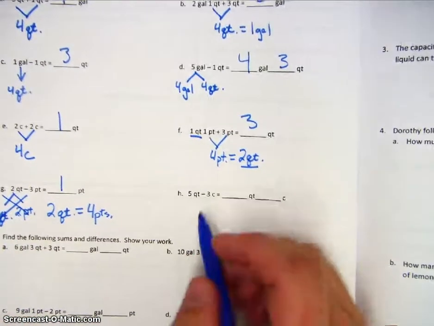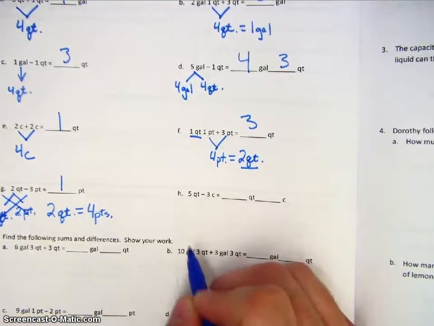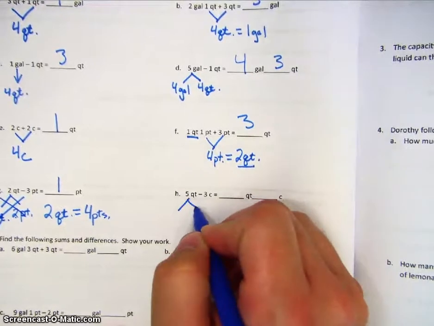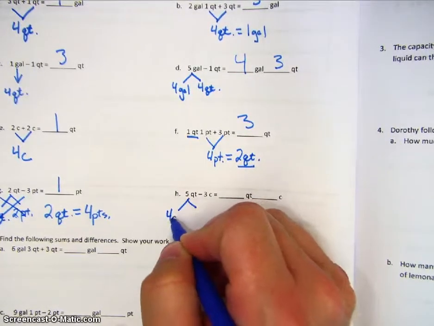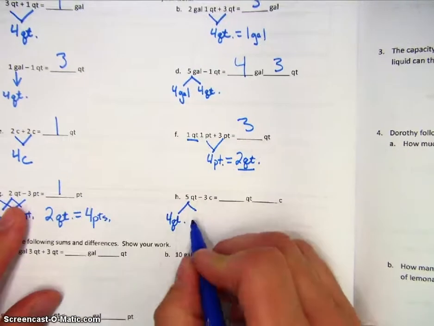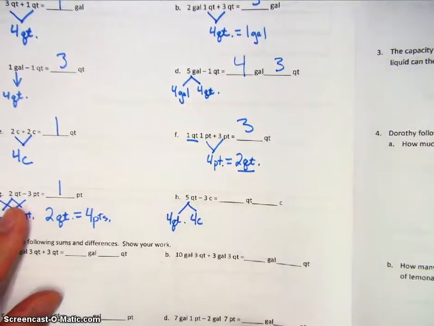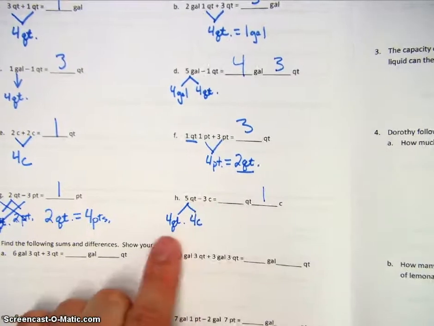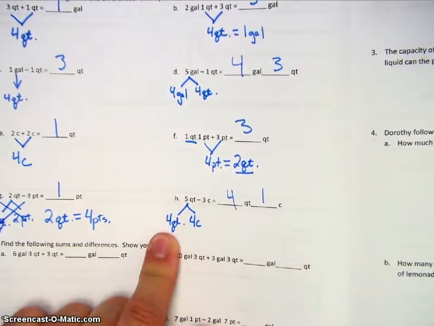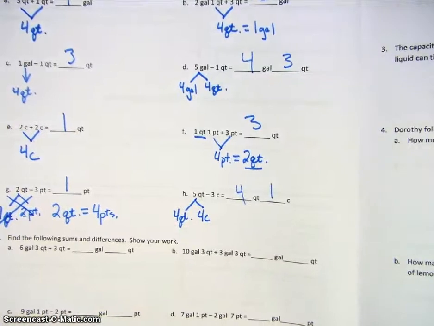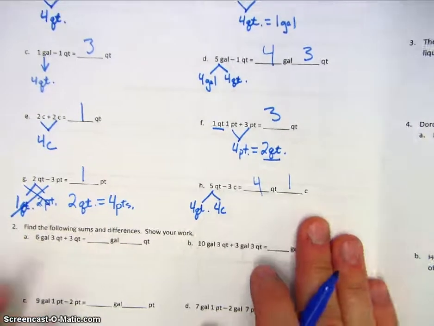Okay, so now for letter H, we have 5 quarts minus 3 cups. Okay, so we're going to take off one of our quarts. We know that 1 quart contains 4 cups. So now we can subtract 4 cups minus 3 cups, and we have 1 cup, and then we have 4 quarts left over. Okay, so what you want to do is make sure you're adding and subtracting like units and do any converting that you need in order to get your answer.